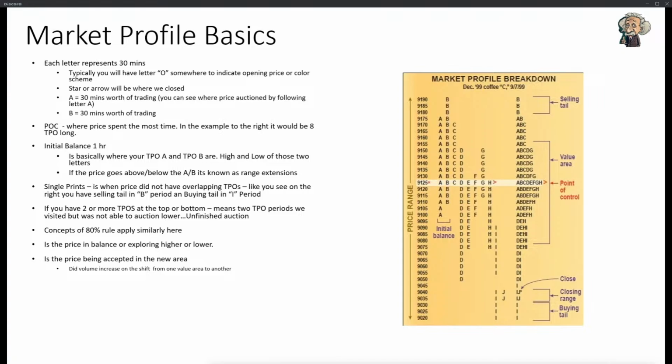Means the rejection is strong. That's correct. You have stronger sellers at the top and stronger buyers at the bottom, the longer the single prints are.